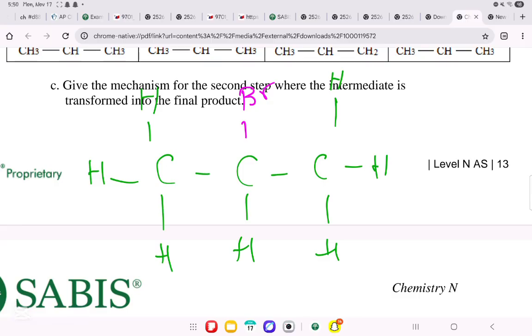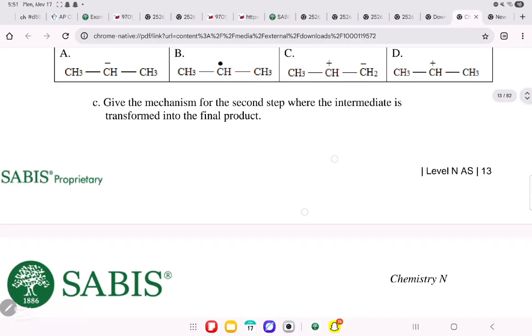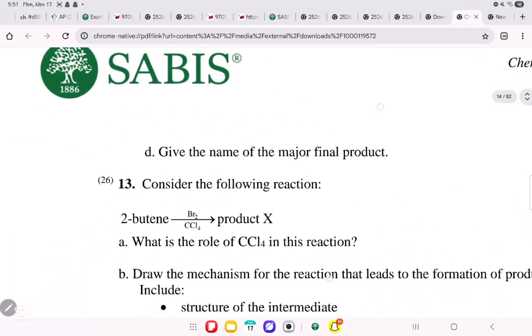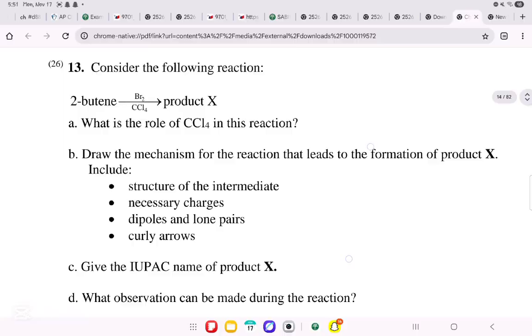Okay, so what do we call this? It is 2-bromopropane. So what did we form? We formed a haloalkane from an alkene by the process of adding a concentrated solution, and then it underwent what? It underwent electrophilic addition. We'll move on now to part D. Name the major final product. Now, question number 13. Consider the following reaction.